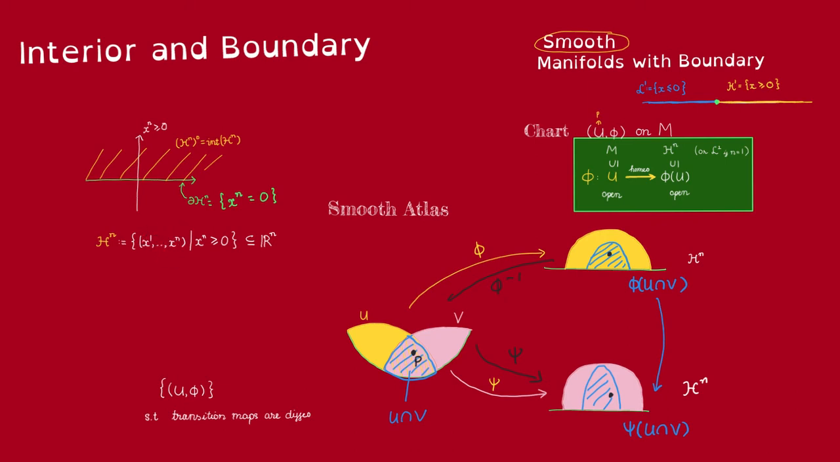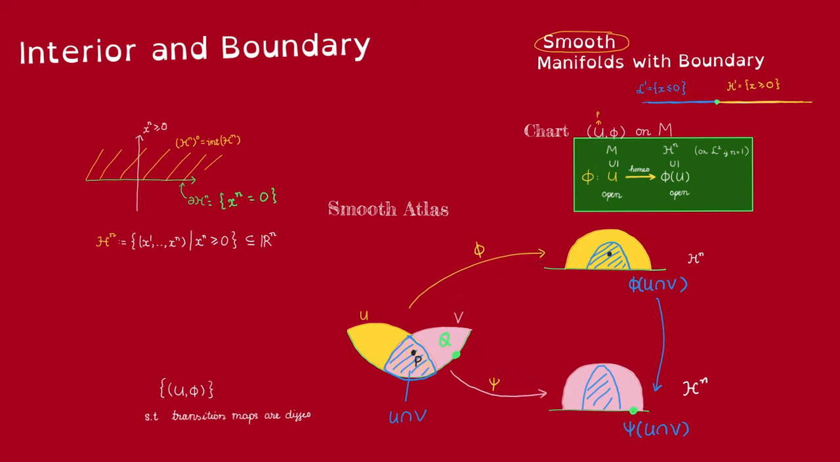Now, how about for a smooth manifold with boundary? Let M be a smooth manifold with boundary. We say P is an interior point of M if under some chart it's mapped to an interior point of the upper half space. And similarly, we say Q is a boundary point of M if under some chart it's mapped to some boundary point of the upper half space. Okay, does that sound good?